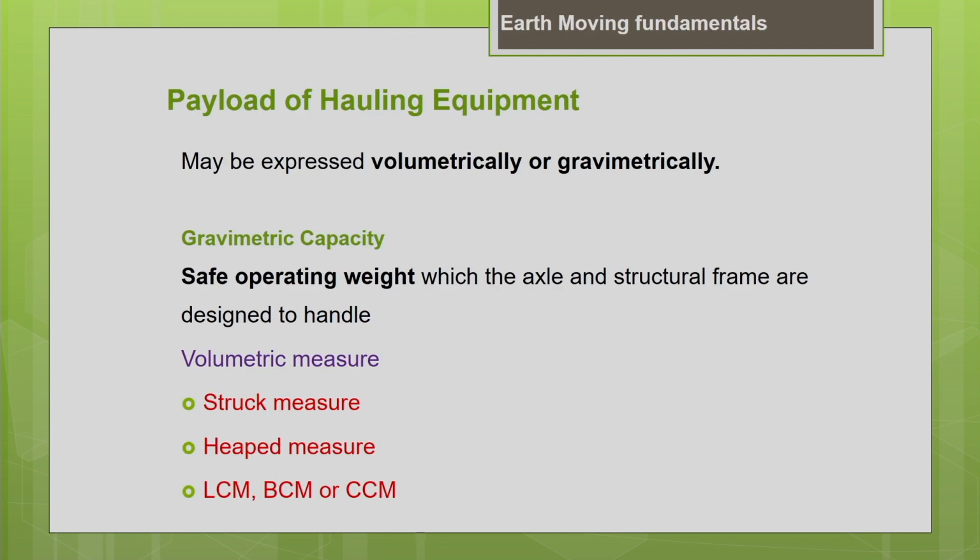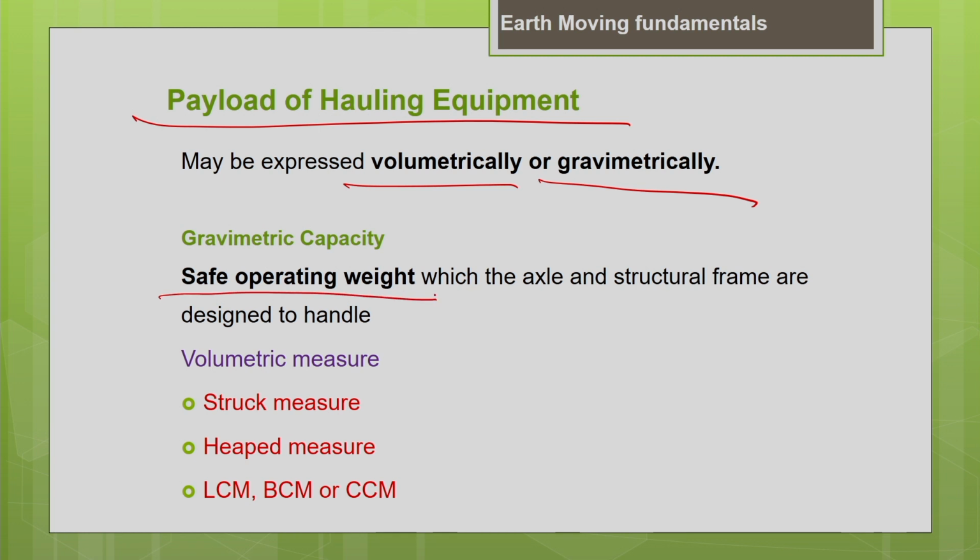Now let us see the different ways to quantify or express the payload of the hauling equipment. You can express the payload either on a weight basis, gravimetrically, or on a volumetric basis. Most equipment manufacturers give you data on the safe operating weight of the vehicle. That is a gravimetric capacity. The safe operating weight is the weight which the axle and the structural frame of that particular vehicle can handle without much wear and tear.